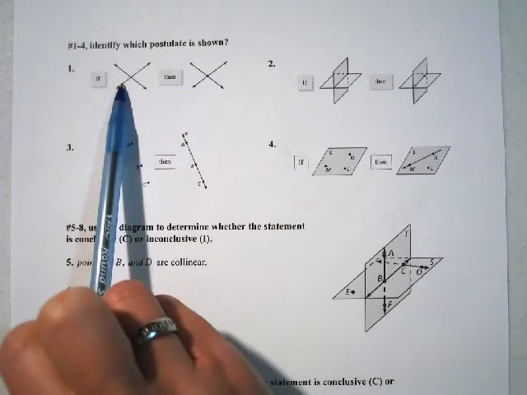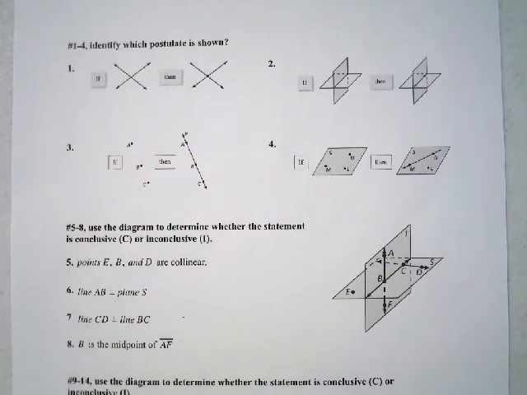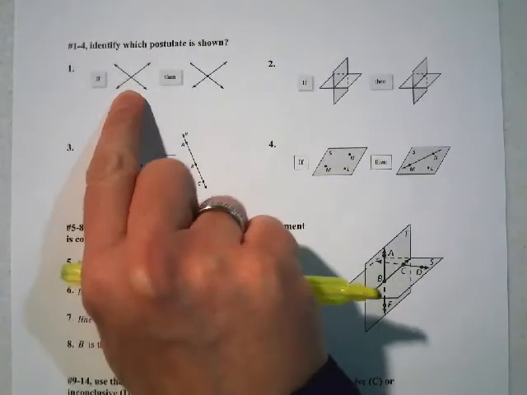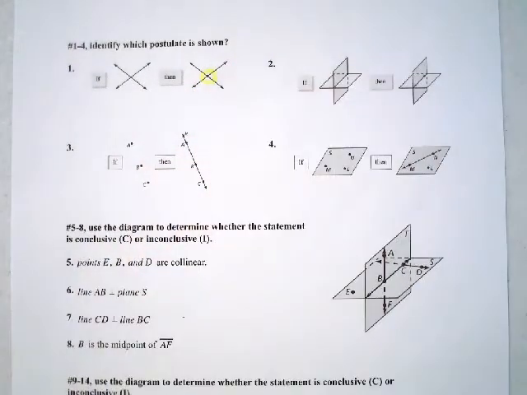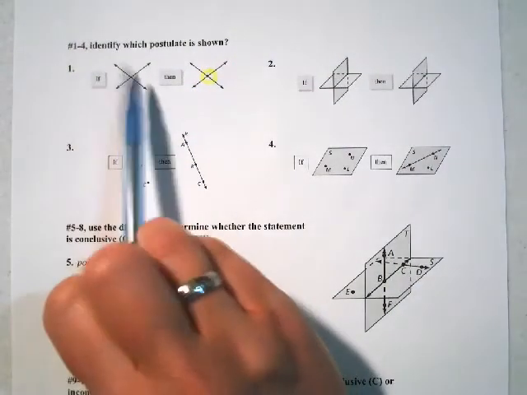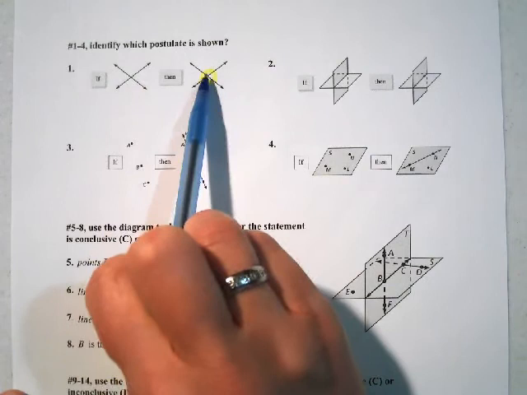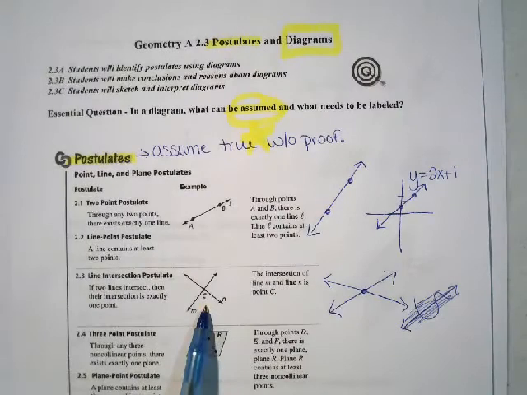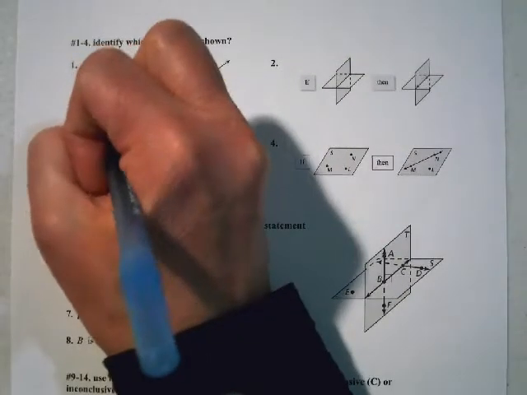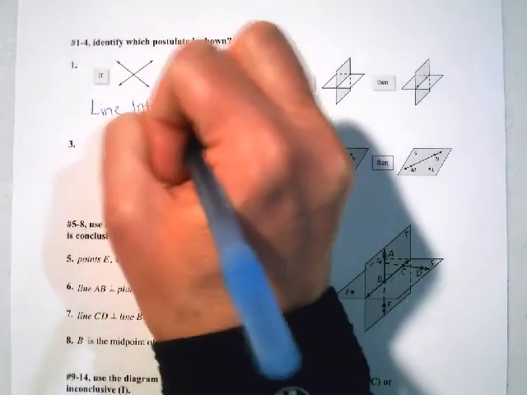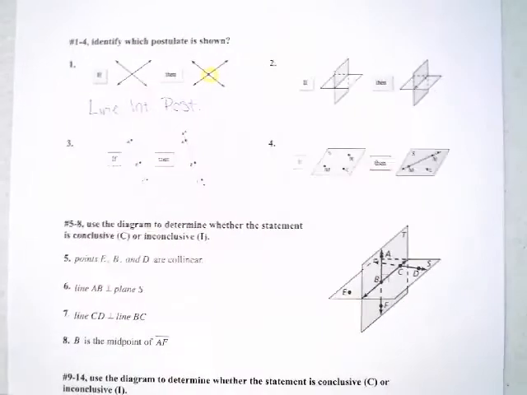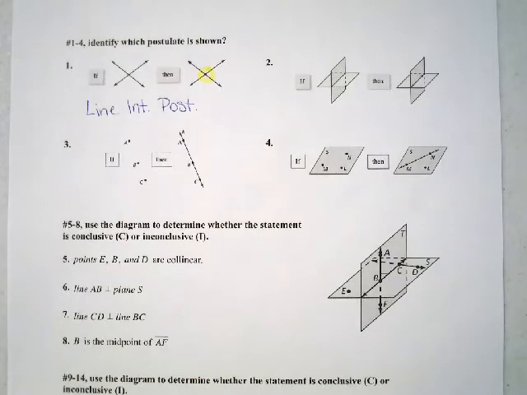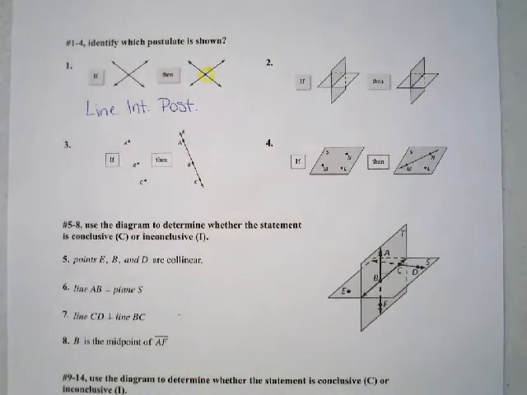So how do we know this? Well, if you notice, the only thing that's really changing is I have 2 lines and then there's a dot in the middle. So basically what they're saying is if 2 lines intersect, then they intersect at one point. So that must be this postulate. The answer that you would write down would be the line intersection postulate. They're just trying to get you to practice them, okay? So why don't you pause the video here and try the other 3?